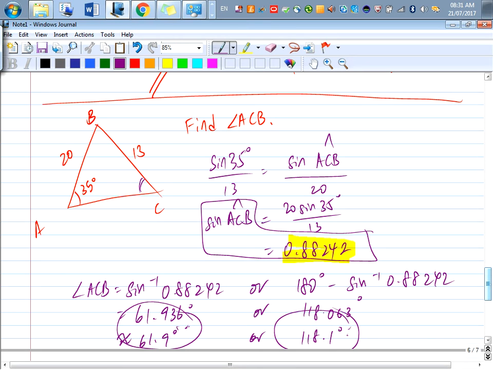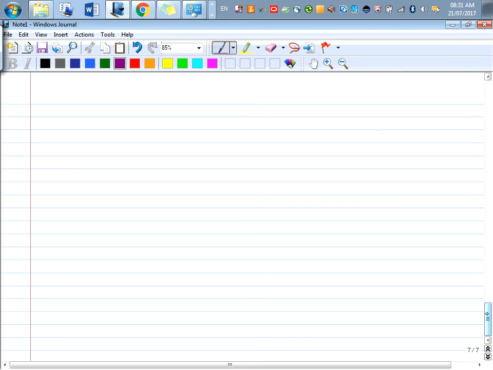In this case, if I give you the diagram, you reject 118, because in the diagram, the angle is smaller than 90 degrees. But if it is in a textbook case, they never give you a diagram. Then you must keep both because there are two possible triangles. Understand the logic? Alright, then I think we have a few more cases to cover.